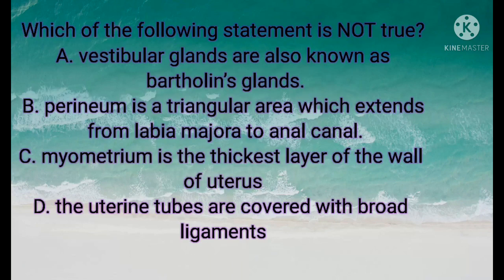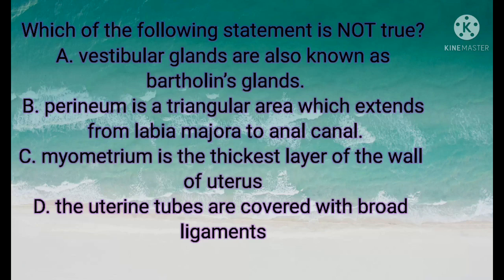Here the next question is, which of the following statements is not true, that is, incorrect. The first option, the vestibular glands are also known as Bartholin glands. Bartholin glands or vestibular glands, actually these are female reproductive glands, present in the female reproductive system, and the vestibular gland has another name, the Bartholin gland.